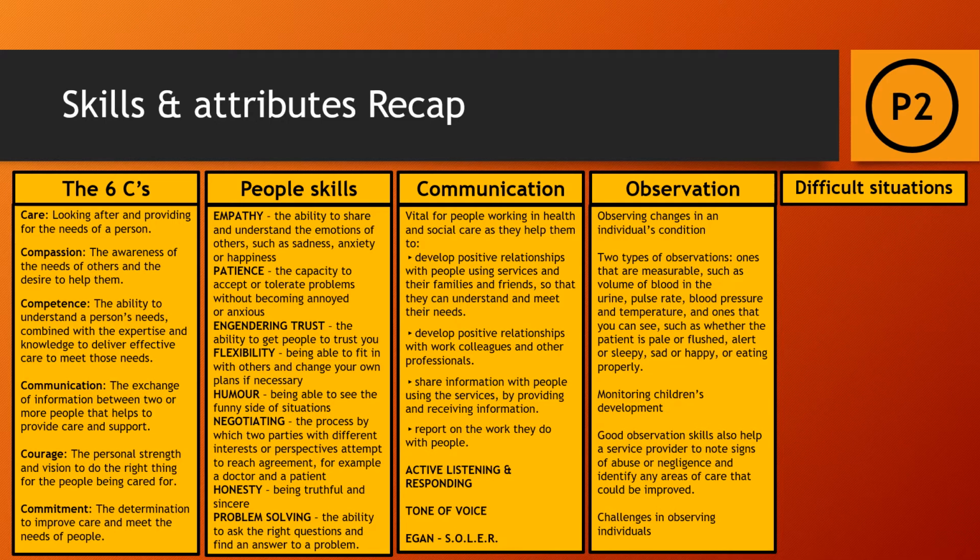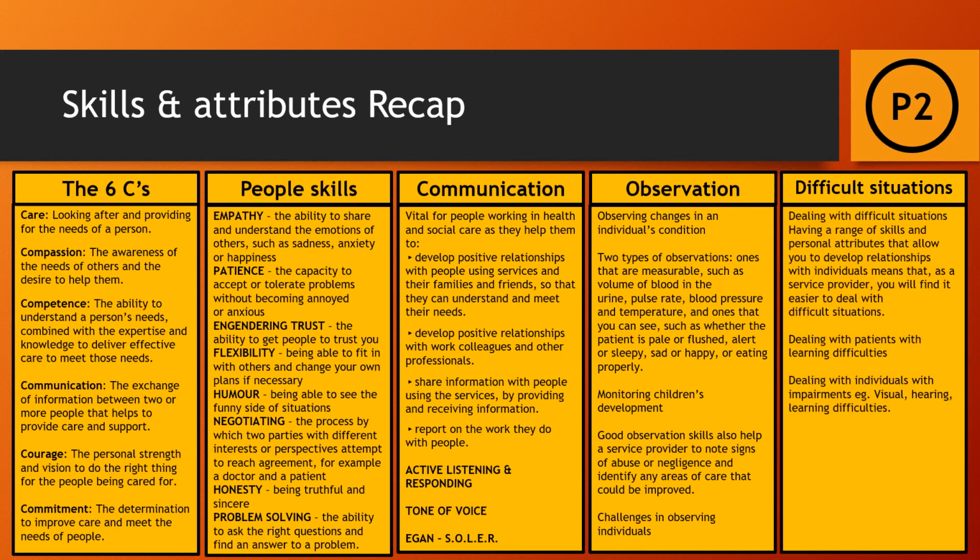Observation is really, there are 2 types of observation skills. So it's the ones that are measurable, like volume of blood, urine, pulse rate, blood pressure, and ones that you can see, such as whether a patient is pale, flushed. Now in our case, what we'd be thinking about is what could you observe with your case study characters? What observable features in their situation could you look at? Obviously a lot of our professionals may not be looking at pulse or blood, but it'd be what could they see? What are the symptoms or visual symptoms of some of their conditions? And what can be difficult in doing these observations?